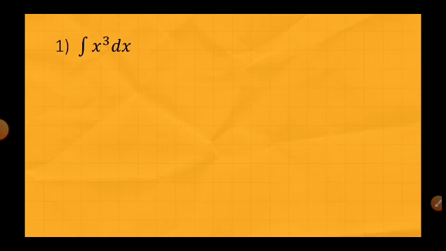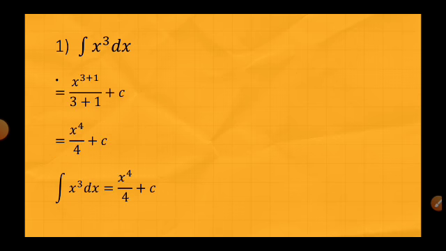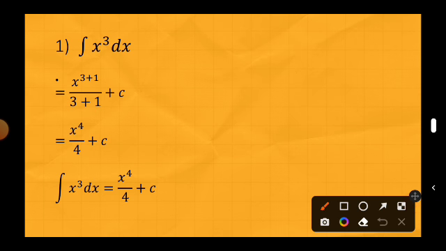For our first example, we have the indefinite integral of x cubed dx. We see that our x has an exponent, so we can simply identify that we can apply the power rule. In power rule for integration, we add 1 to our exponent and we make its sum our denominator. And then we add the arbitrary constant c.